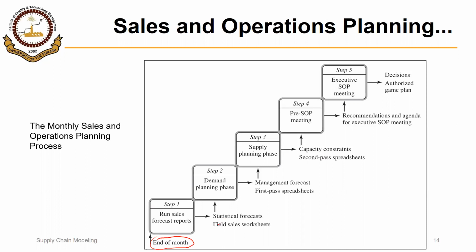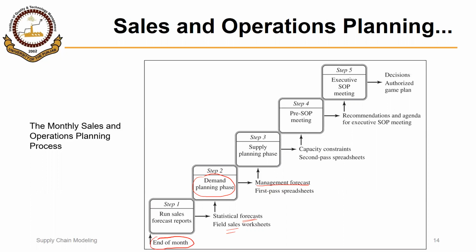These data related to sales and forecast are taken over to step two. It serves as input to step two, that is the demand planning phase. This is carried out by the sales and marketing team, and the ultimate output of this process is the management forecast, something that we discussed in detail during our discussion on pyramid forecasting.